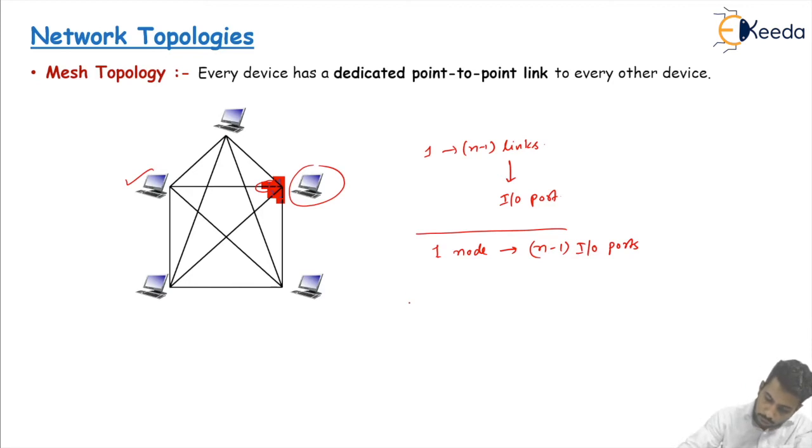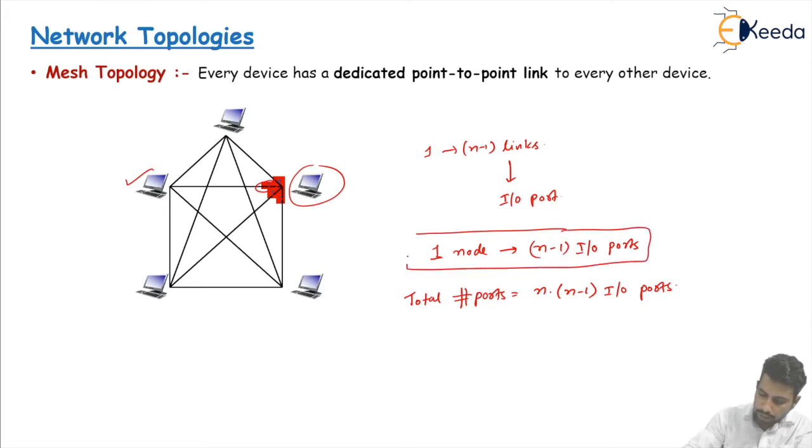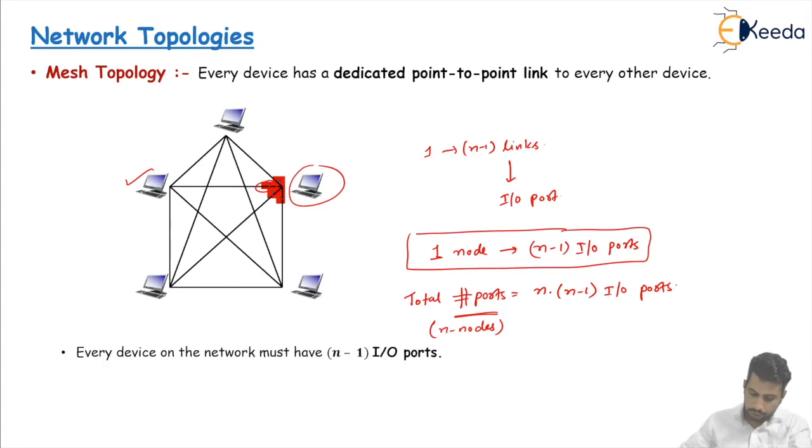In the same way, the total number of ports required to connect n devices is n into n minus 1 input output ports. Input output ports means, for one device we need n minus 1 input output ports. For the total number of ports, for n nodes we need n into n minus 1 input output ports. Every device on the network must have n minus 1 input output ports, means in total we need n into n minus 1 input output ports to connect the mesh topology.